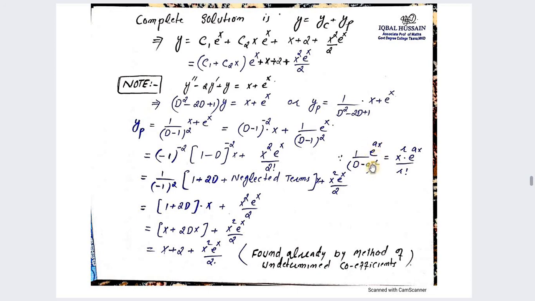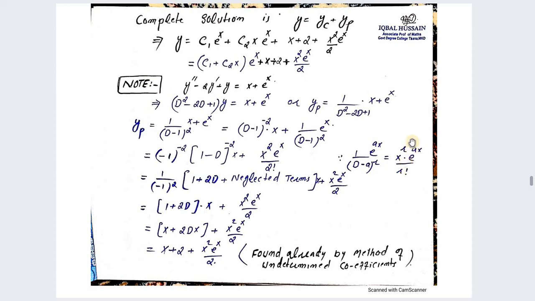Whenever we have such a result, here we have a failure case. If we replace this D by a, it is a failure case, so we will multiply this exponential function by x power r, and this r will be written here as r factorial.